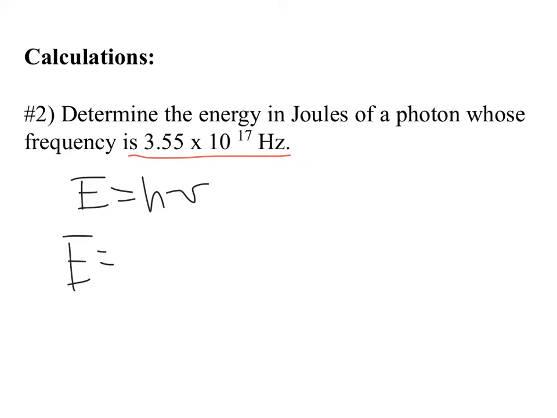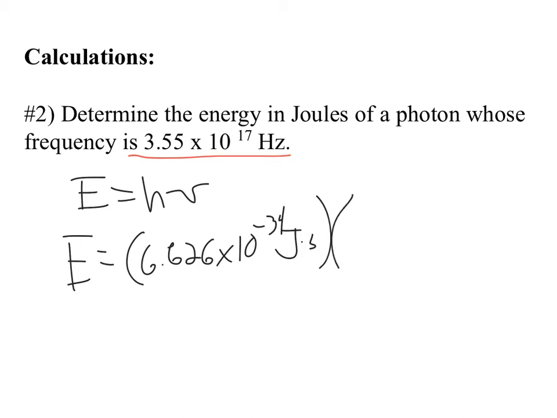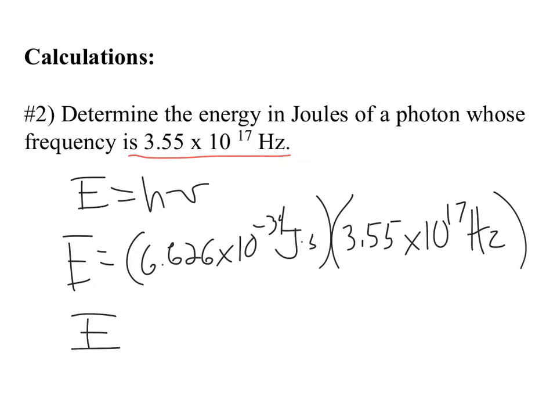So the energy is Planck's constant, which is 6.626 times 10 to the negative 34th. The unit is joule seconds. And that's times the frequency, 3.55 times 10 to the 17th hertz, or cycles per second. When we multiply those together, we end up with 2.35 times 10 to the negative 16th joules.